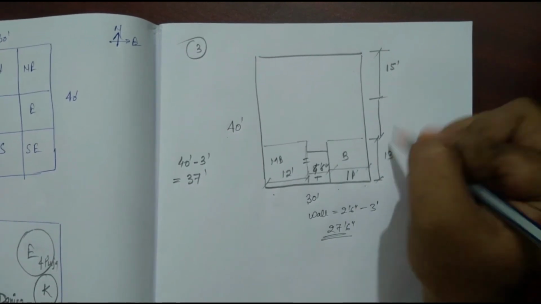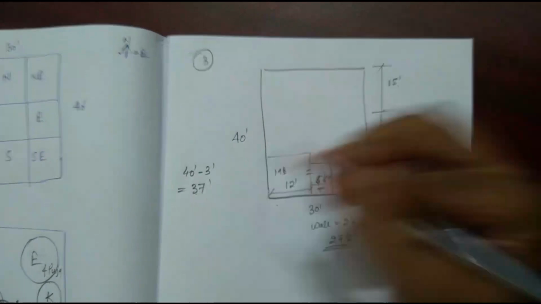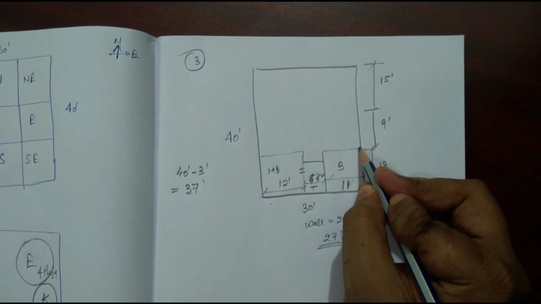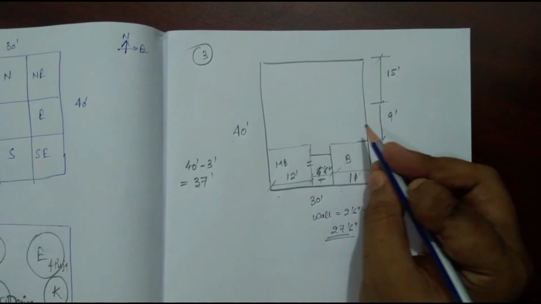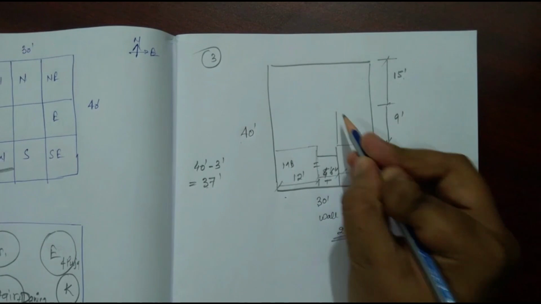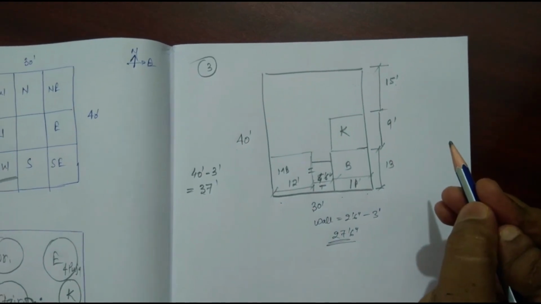Now the remaining portion is 37 minus 15 minus 13, which is equal to 9 feet. This 9 feet is sufficient for our kitchen. So we'll draw our kitchen here. There should be sufficient space for the kitchen, and the size is 9 feet by 11 feet. So we've given the kitchen here.